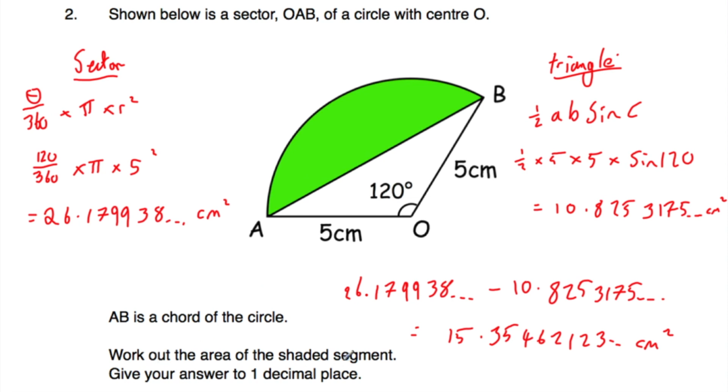And the question says work out the area of the shaded segment and give your answer to one decimal place. So we need to round this to one decimal place. Our answer would be 15.4 centimeters squared. And that's it.